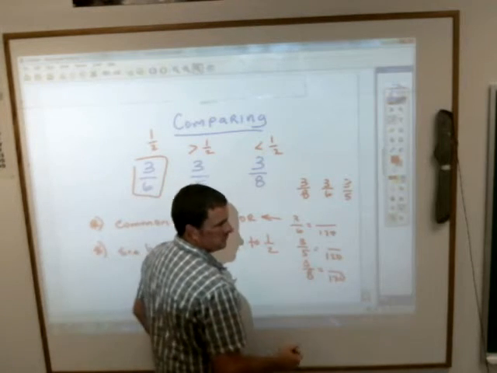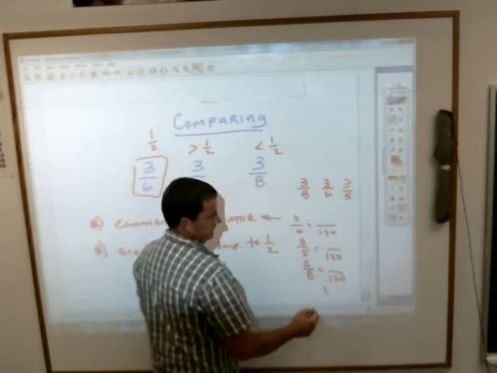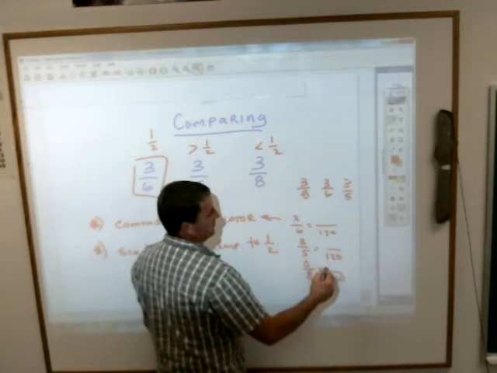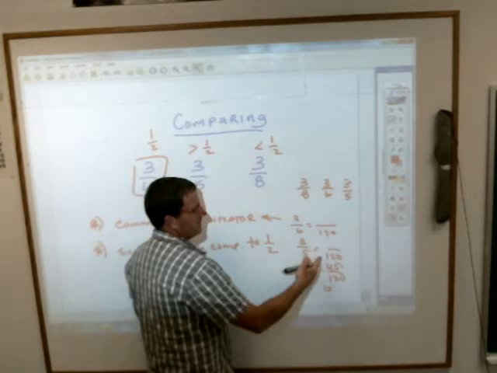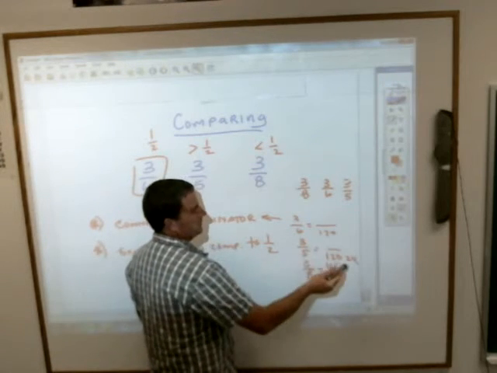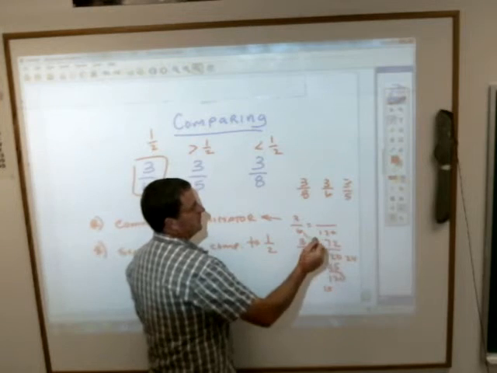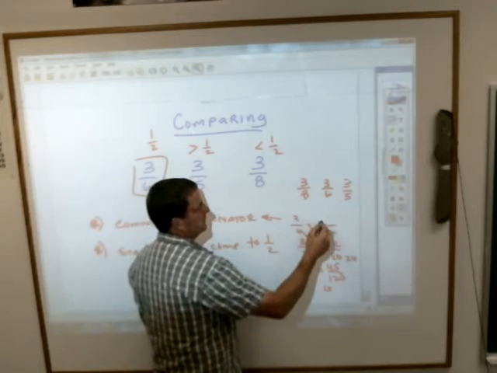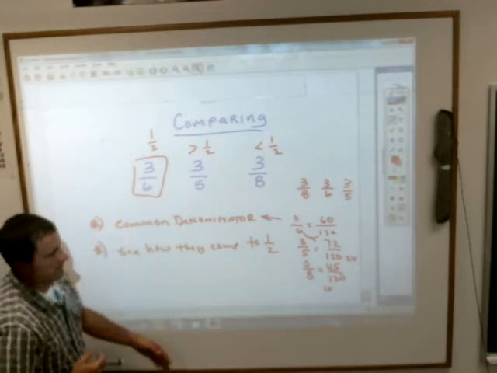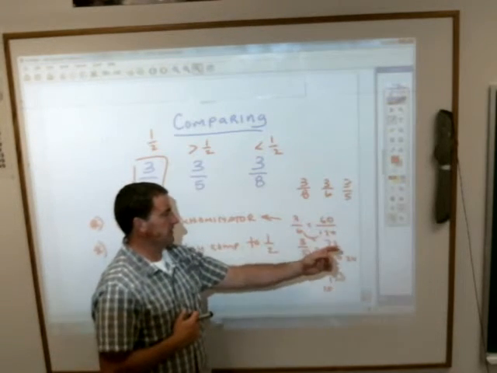8 times what is 120? 15. 3 times 15 is 45. 5 times what is 120? 24. 3 times 24 is 72. 6 times what is 120? 20. 3 times 20 is 60. So this is 45, this is 60, and that's 72.